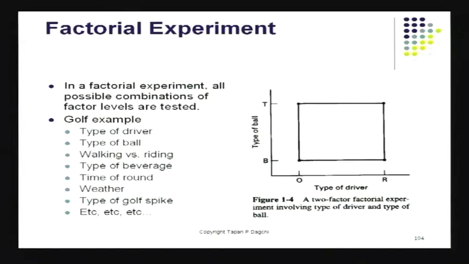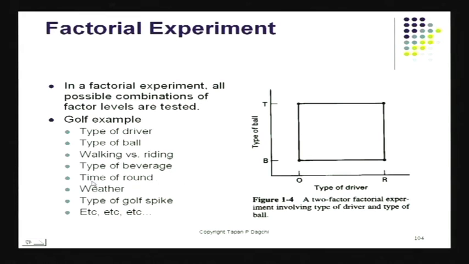If you look at the slide, at what we began with, we had various types of factors involved. Some of those we decided to include in our experiment. We had the type of driver involved in this golf game. We had the different types of balls involved. We had walking versus riding, and also the kind of drinks we were using while playing golf.